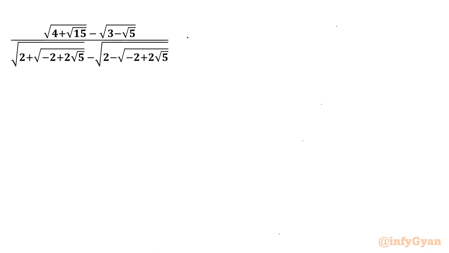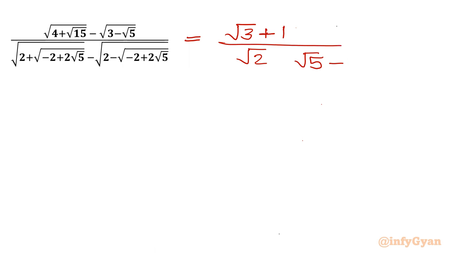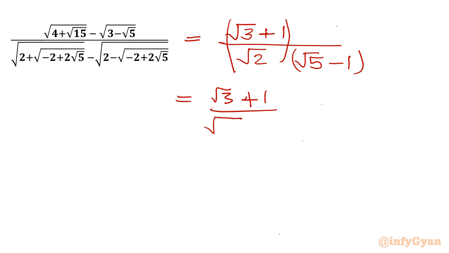So let's write the value of n first. It was root 3 plus 1 divided by root 2. This is our n, and then root 5 minus 1 is our denominator. Okay, so this is our answer: root 3 plus 1 divided by, let me expand the denominator, root 2 times root 5, root 10, root 2 times 1, root 2. So n over d is this.